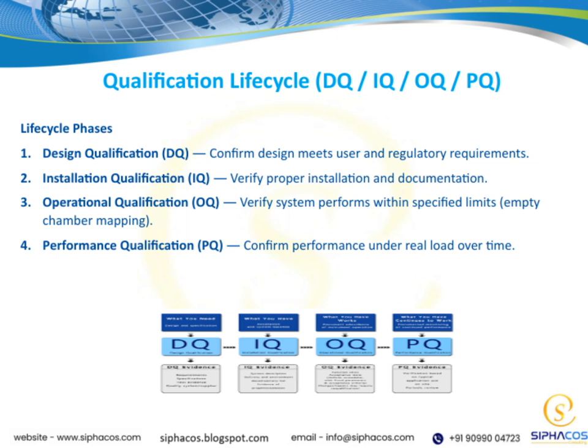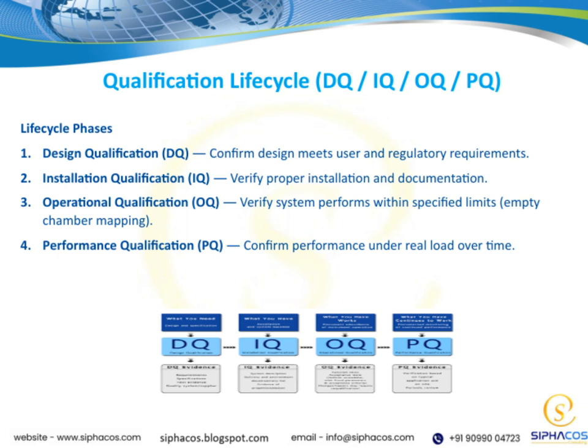Next is installation qualification, or IQ. Here, we verify that everything has been installed correctly and that proper documentation is in place. This step is crucial because it sets the foundation for reliable operation. Then we have operational qualification, or OQ. This phase involves verifying that the system performs within specified limits. For example, in a sterile chamber, we might do empty chamber mapping to ensure uniformity and proper function.